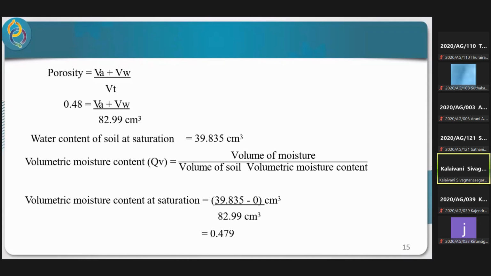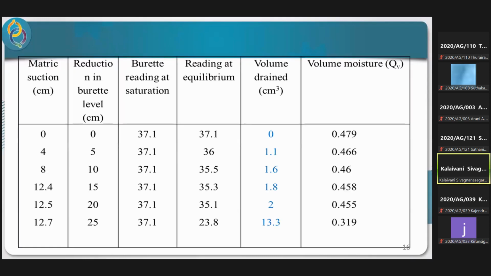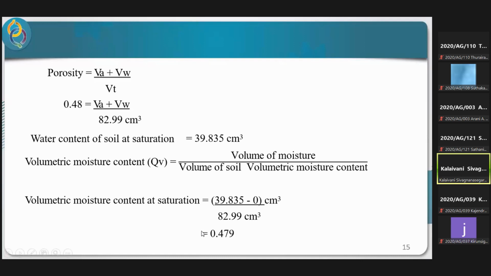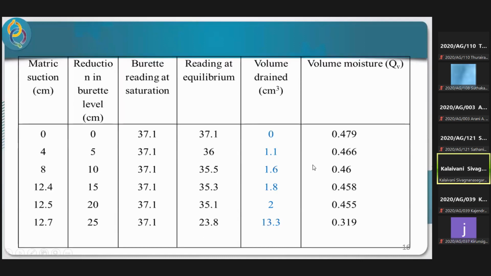Okay, so now you got the answer for volumetric moisture content. Here for the first reading, you will get the volumetric moisture content 0.479. So likewise you have to do for the other samples. I already gave all the readings to you.